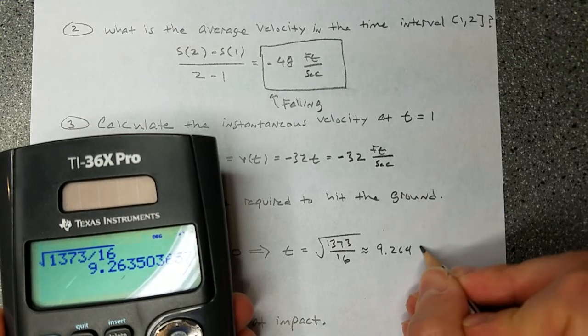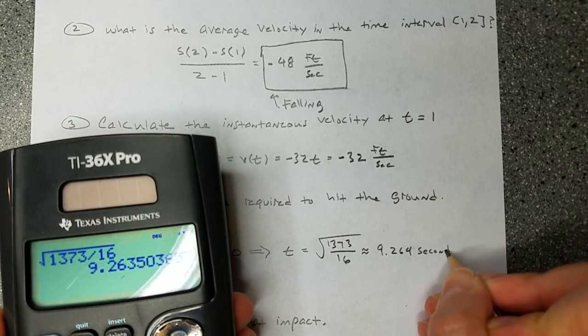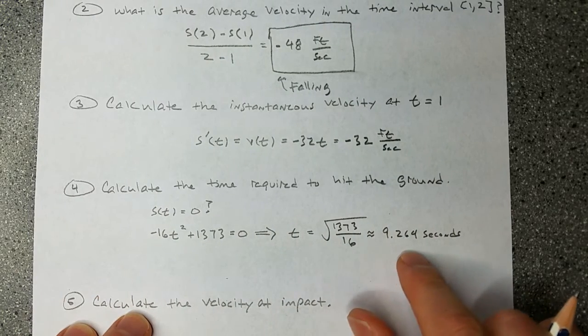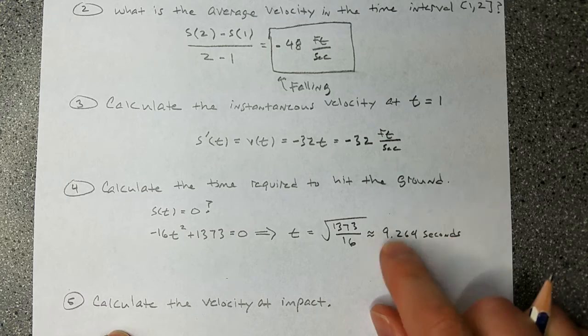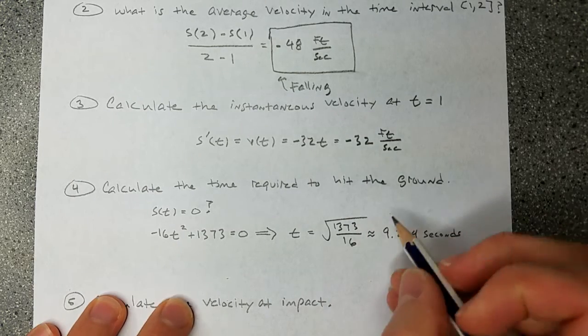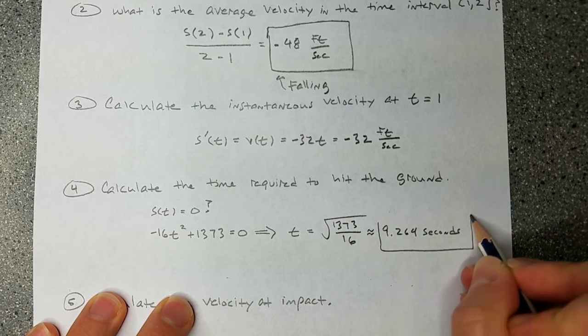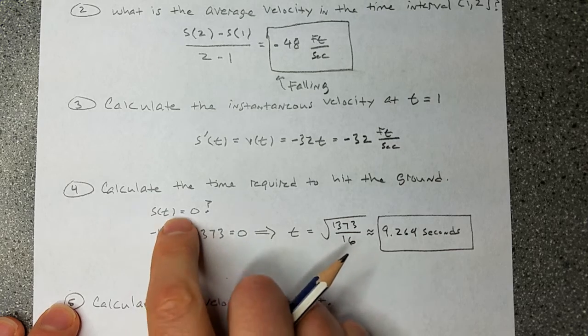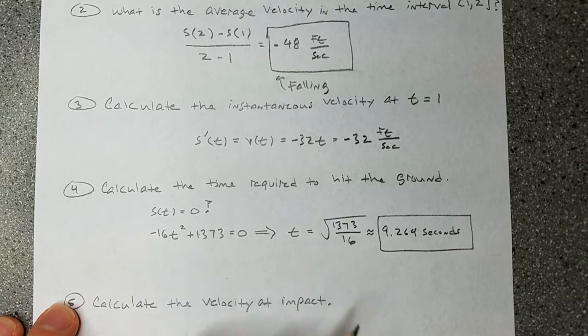9.264 seconds. That's how long it's going to take to hit the ground. It's dropped. It begins to fall. It speeds up faster and faster the longer it falls, and then it hits the ground shortly after 9 seconds of falling. Okay. All right. Maybe the calculation's not so hard, but you got to know this is where you're going to start, right?